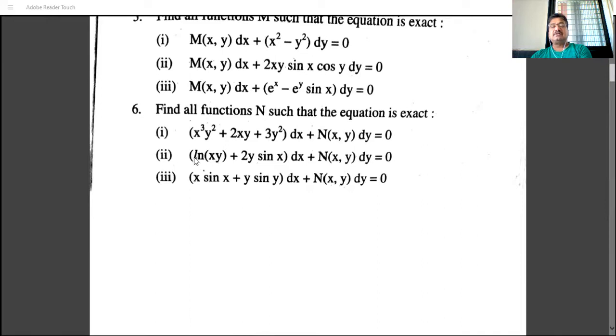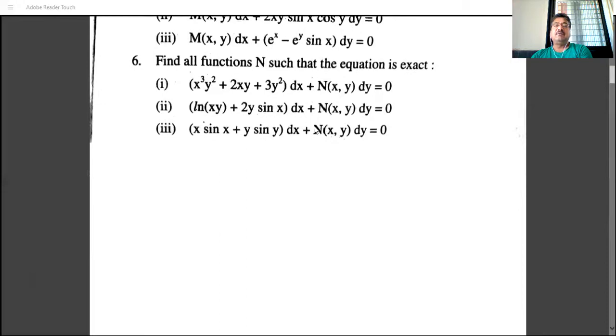So we will solve the second problem, 6.2: (ln xy + 2y sin x) dx + nxy dy = 0. Now we have to find the value of n in such a way that this equation becomes exact. When this equation is exact, ∂M/∂y is equal to ∂N/∂x. So assume this equation is exact, and now we have to find the value of n.